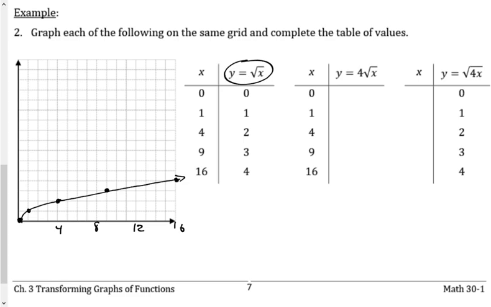So then as we look at the second table, now we have this 4 out in front of the function. And so compared to my original, it's just going to take all the y values and multiply them by 4. Because the y values were all the square root of x, and then it's times 4 in front. So all the y values get 4 times as big. So I'll have 0, 4, 8, 12, and 16. And then I'll plot those points.